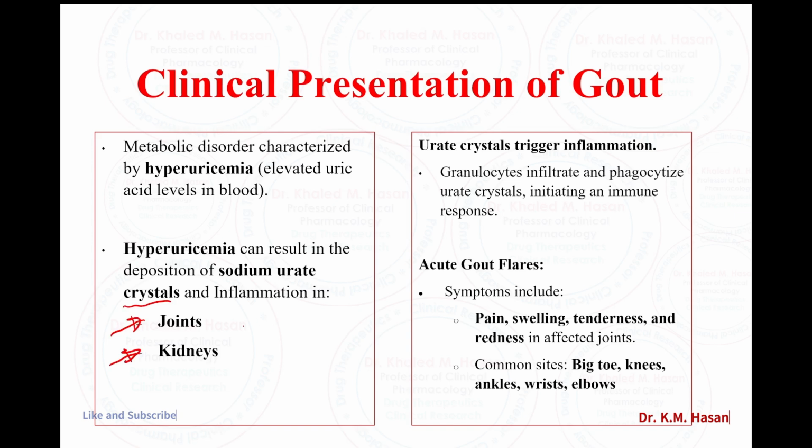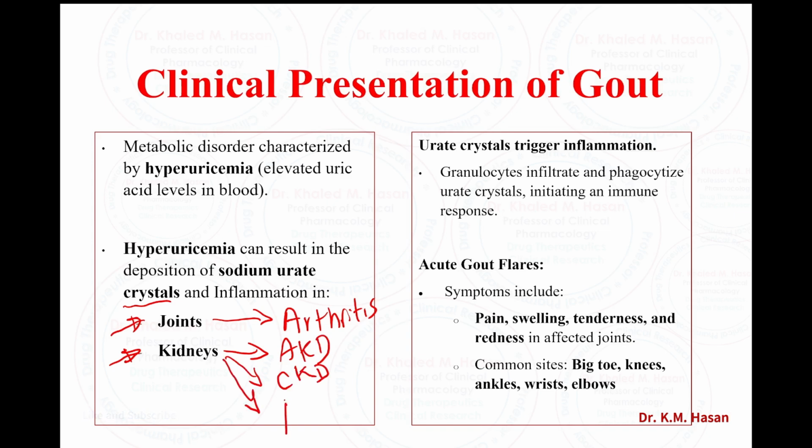We can see the crystals there, and this will lead to arthritis, and it could lead to acute kidney disease or chronic kidney disease. This may also lead to increased blood pressure, or hypertension. So all of these are related to hyperuricemia.